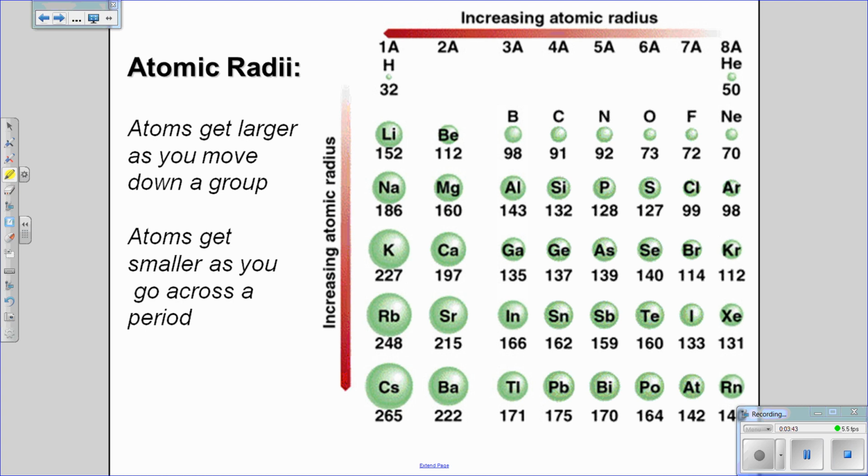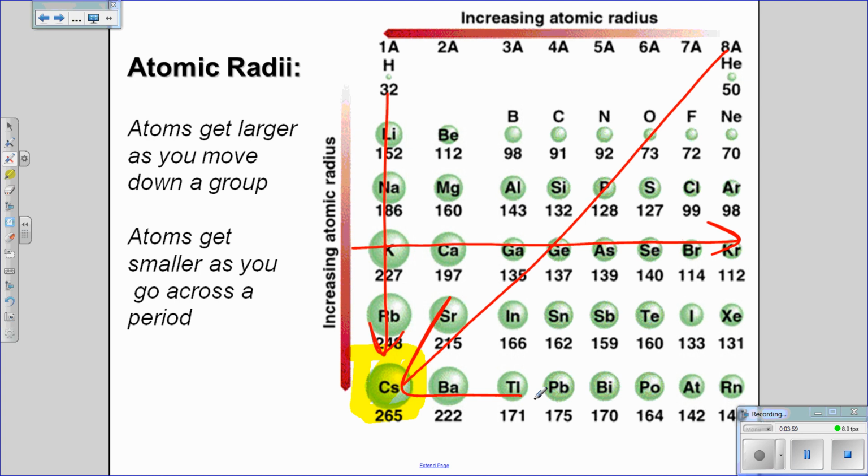If you look here, here are the actual sizes listed. Cesium, francium is not listed on this. Cesium by far is the largest. If you look there, as you go this way, they get larger. As you go across a period, they get smaller. The general trend, though, just remember, is that direction.